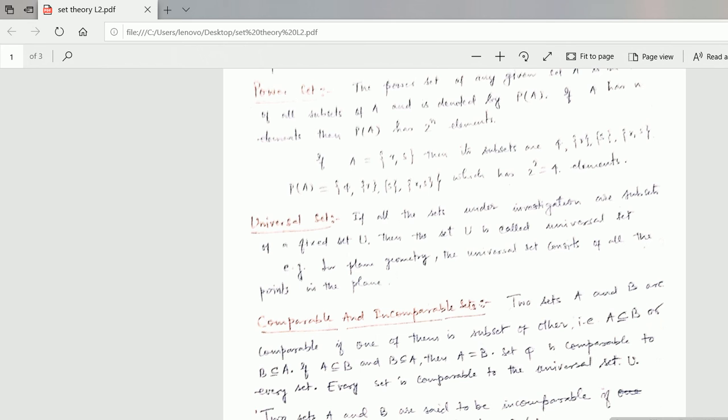Now the universal set. What is a universal set? If all the sets under investigation are subsets of a fixed set U, then the set U is called the universal set. For example, in plane geometry, the universal set consists of all the points in the plane.